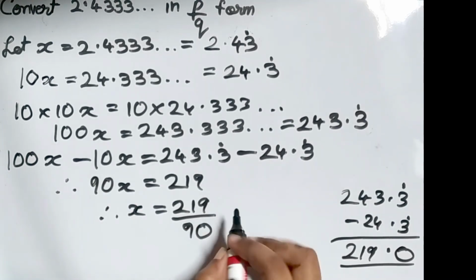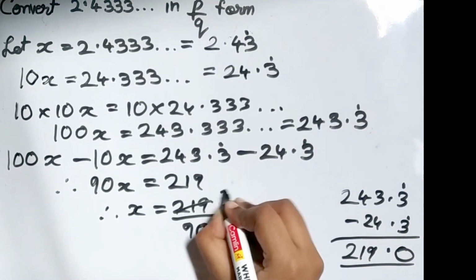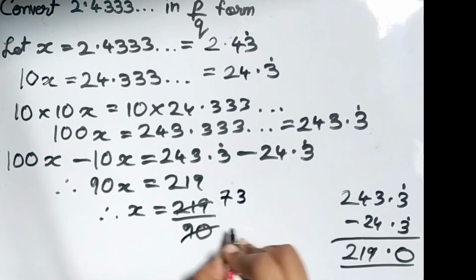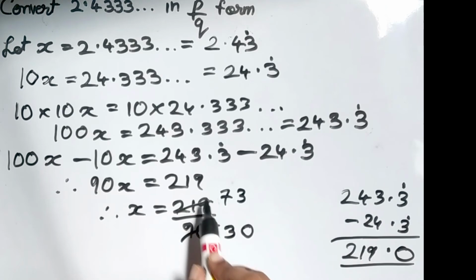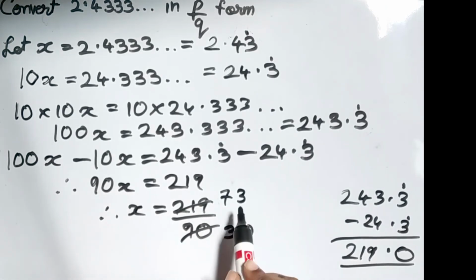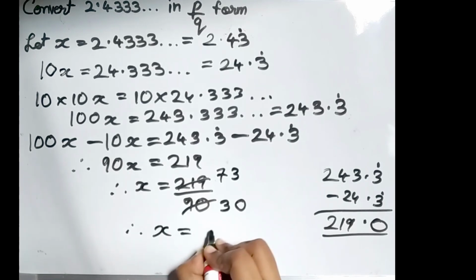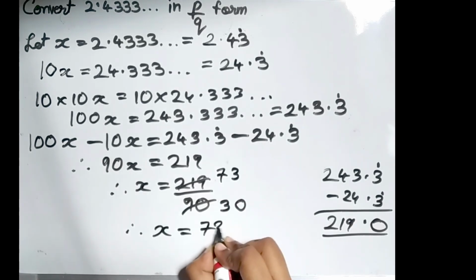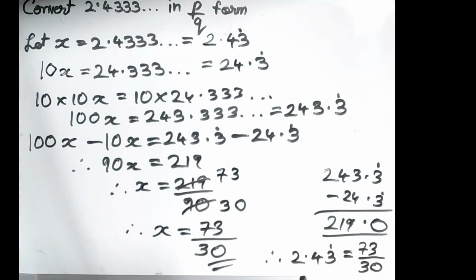So what will we get? If we divide 219 by 3, we will get 73, and 3 times 30 is 90. We have divided both numerator and denominator by 3. So therefore x equals 73 upon 30. Now if you want to check whether this is correct, you can divide 73 by 30 and you will get back this 2.4333. Okay.